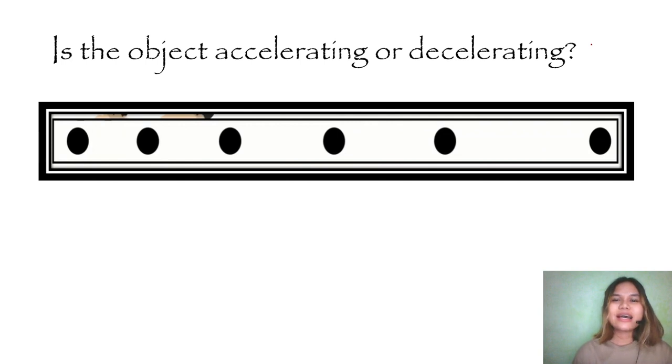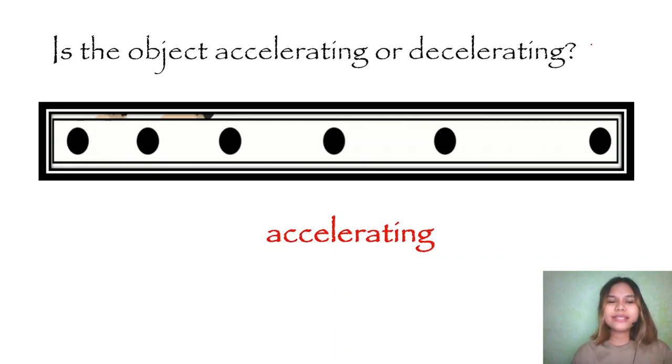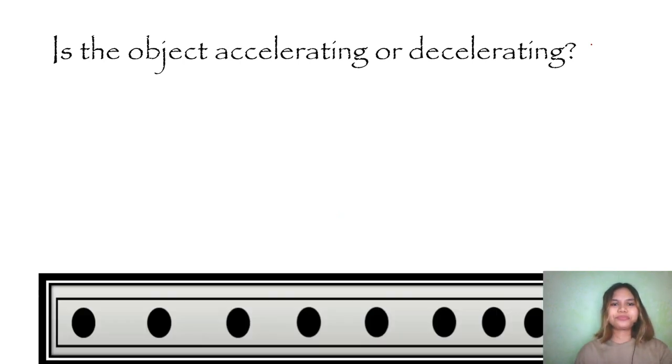So let's have this dot diagram. Is the object accelerating or decelerating? Yes, the object here is accelerating because based on our explanation, when the distance between the dots is changing and getting larger, meaning the object is accelerating, the speed or the velocity of the object is accelerating or increasing.